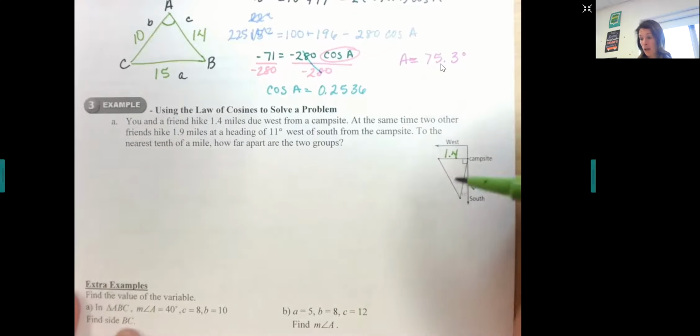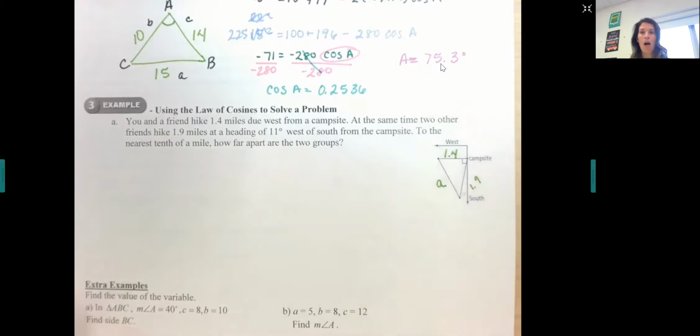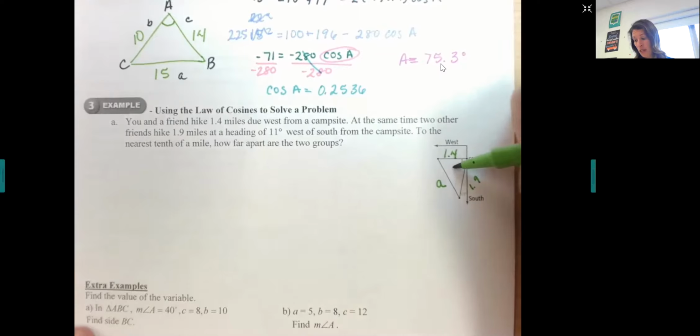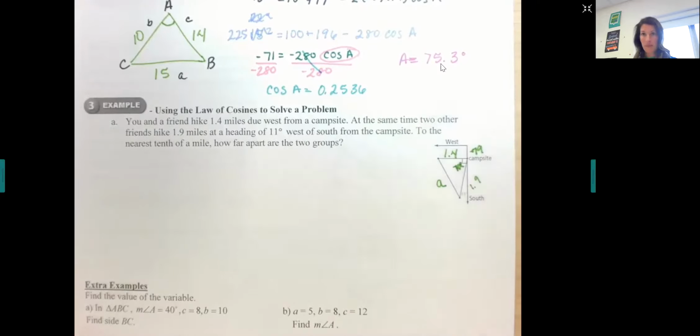So how far apart? I'm putting my A there automatically because I know that that's what we're asking. The hard part for me was figuring out my angle. So if we were going west and due south, it would be 90 degrees, but we're 11 degrees in. So it's got to be 90 minus 11. So this angle is really a 79 degree angle.